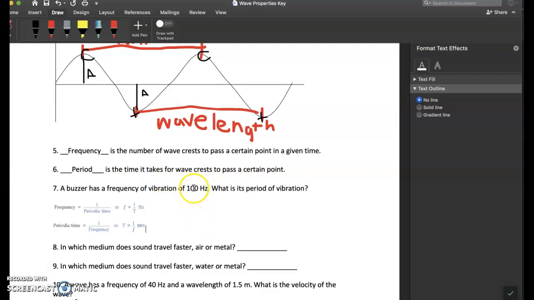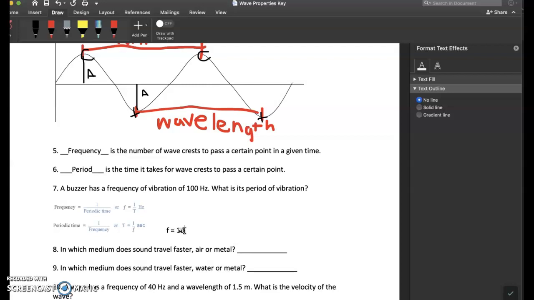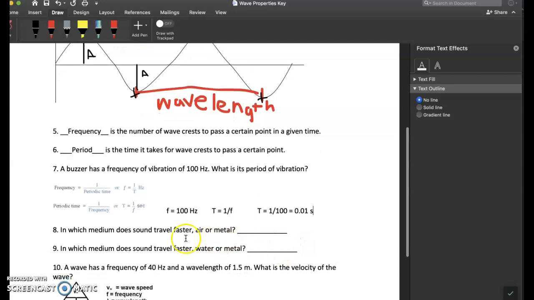Okay. So a buzzer has a frequency of 100 hertz. So this is the equation. I want period right here, which is 1 divided by frequency. So frequency is equal to 100 hertz. And what I have here is that period is equal to 1 divided by frequency. So period is equal to 1 divided by 100, which is equal to... my mental math here hopefully is correct. I'm just going to do it in a calculator, just to be sure. 0.1 seconds. So period is measured in seconds.